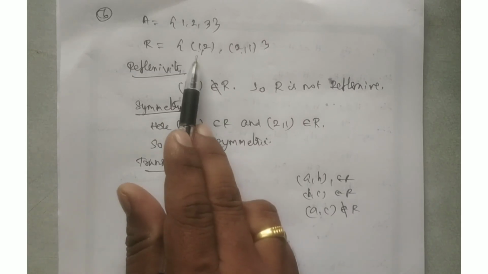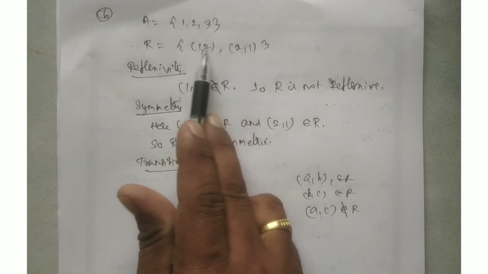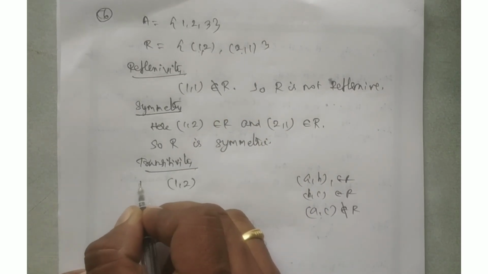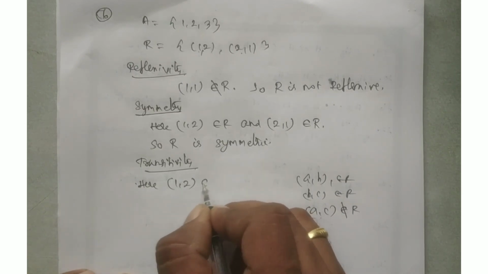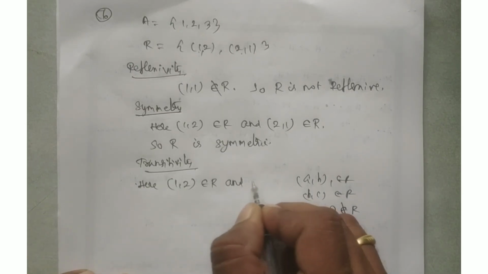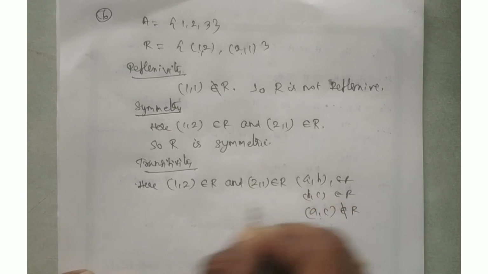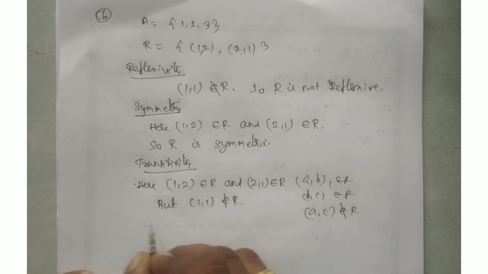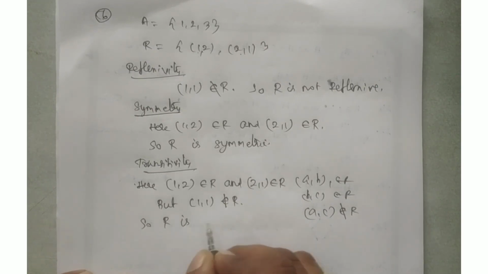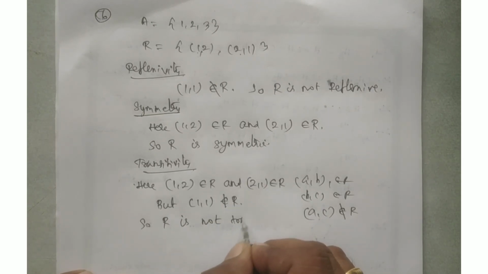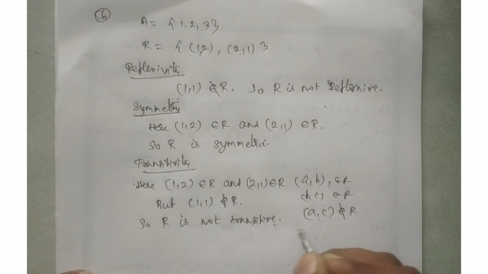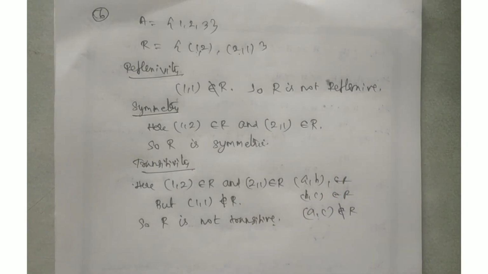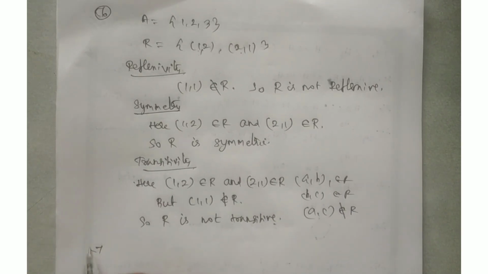(1, 2) belongs to R, (2, 1) belongs to R, but (1, 1) does not belong to R. So clearly I can say here (1, 2) belongs to R and (2, 1) belongs to R, but (1, 1) does not belong to R. So I can say that R is not transitive. Clear? So this relation is not reflexive, not transitive, but symmetric. Clear?